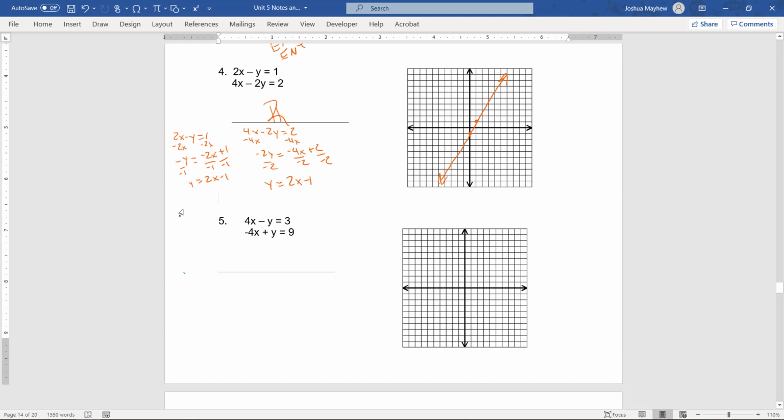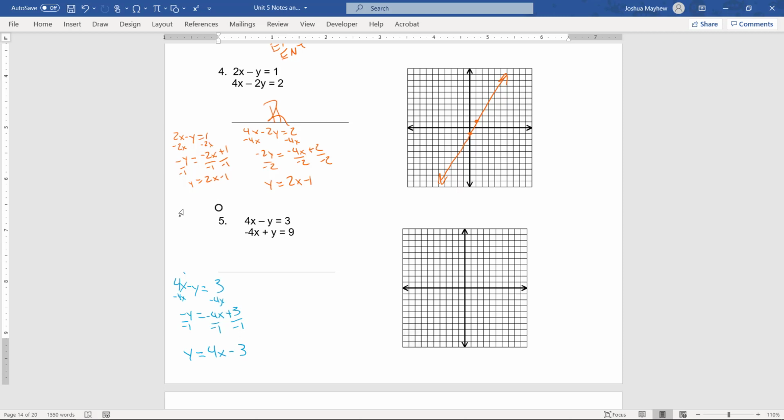All right, let's see how you did. They're both in standard form. We need 2 changes. This first one, 4x minus y equals 3. Subtract 4x from both sides. -y is -4x plus 3. Divide everything by -1. Y is 4x minus 3.